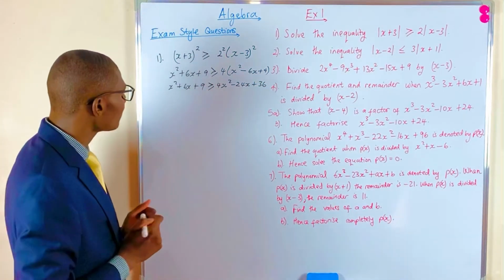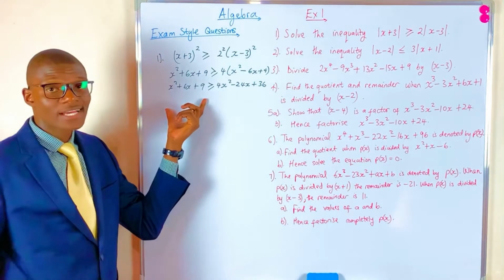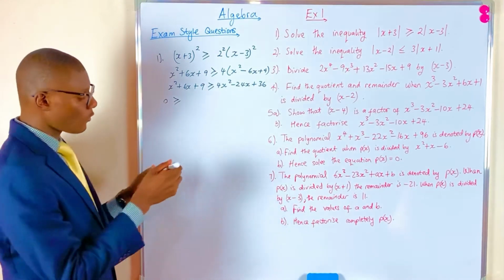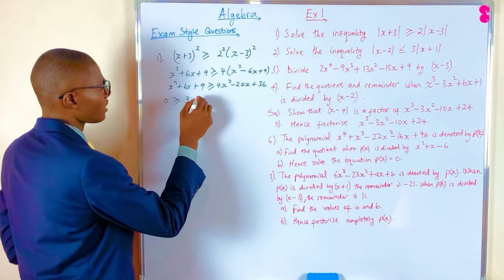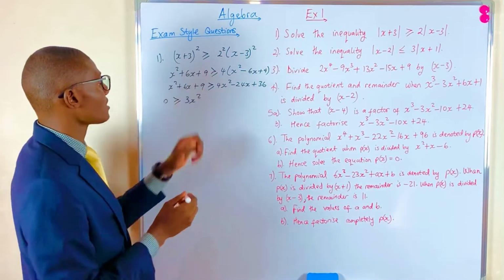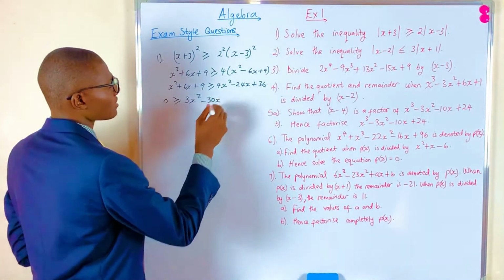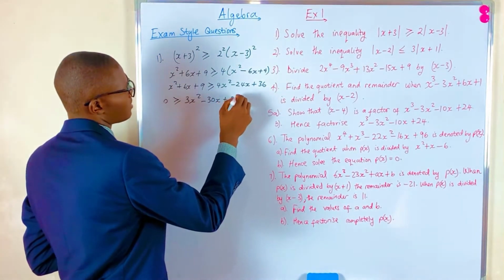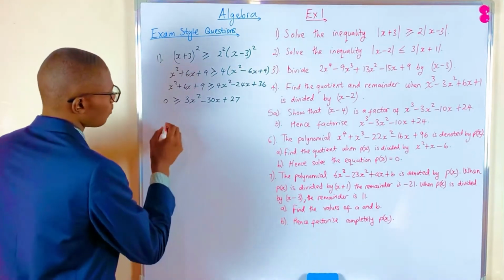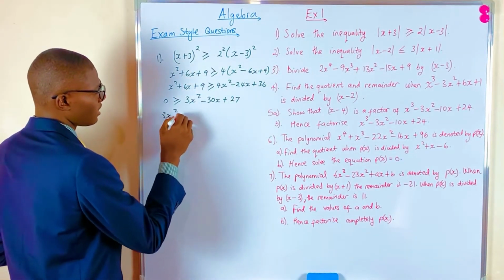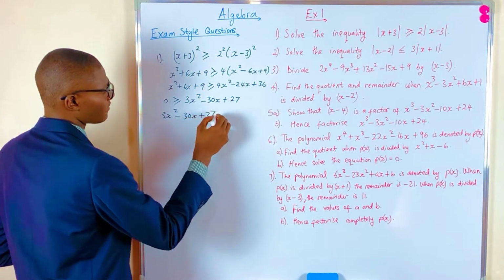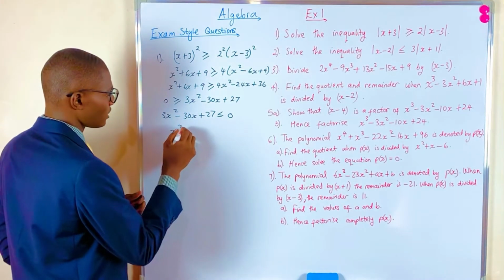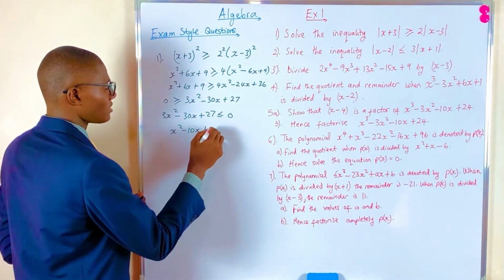So if we take what's on the left hand side to the right hand side, we get 0 being greater or equal to 4x squared minus x squared, we get 3x squared, and minus 24x minus 6x, we get minus 30x, then 36 minus 9, we get plus 27. So we can rewrite this as 3x squared minus 30x plus 27 is less than or equal to 0. And of course, if you factor out 3, we get x squared minus 10x plus 9 less than or equal to 0.